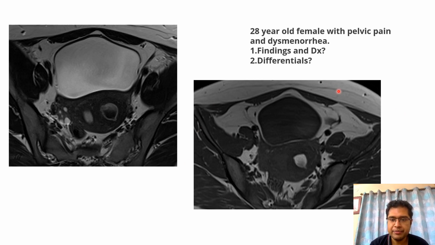These are the T1 weighted images, and there is a cystic lesion which is predominantly hyperintense on T1 weighted images, on the left lateral side in the myometrium of the uterus. These are the T2 weighted images, where again this heterogeneous cystic lesion is seen.